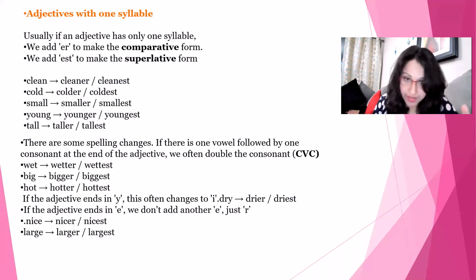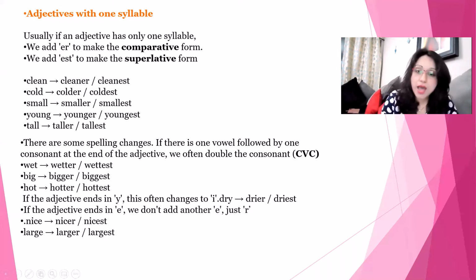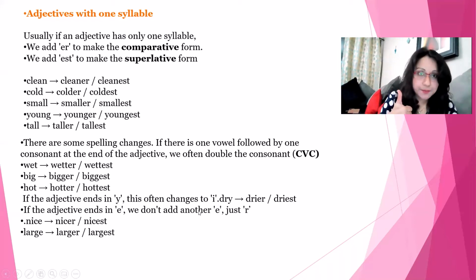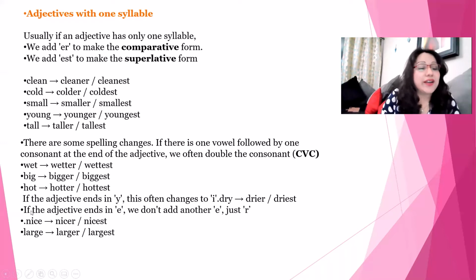Okay, you remember this? When the adjective ends with Y, what do we do? We remove our Y, we put I, and then we add ER and EST. So dry becomes drier, and the superlative becomes driest. Okay, so dry becomes drier and then driest. Happy? Happier? The happiest. Okay, very good.